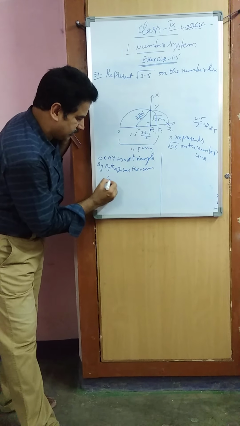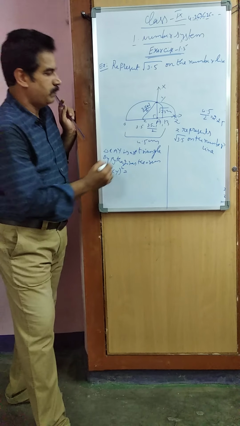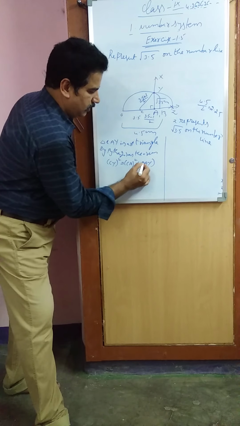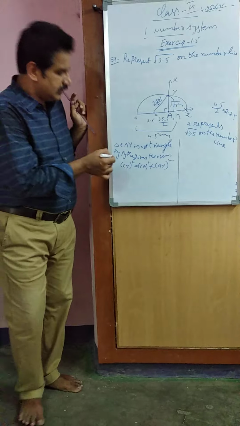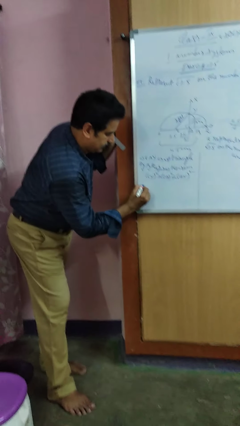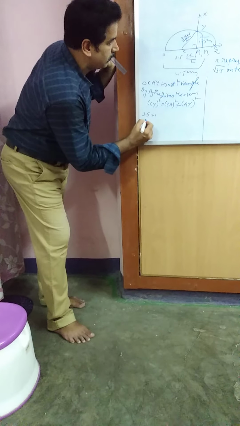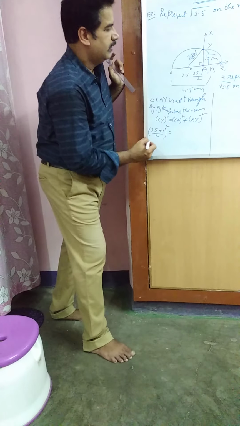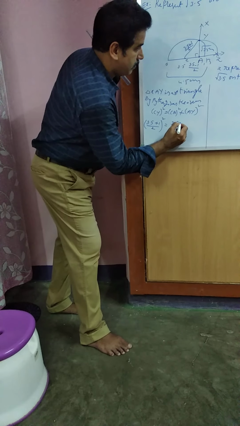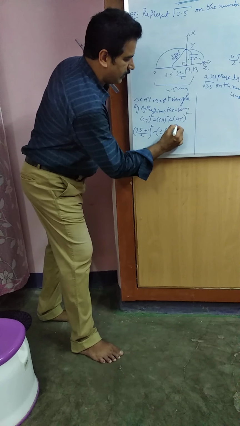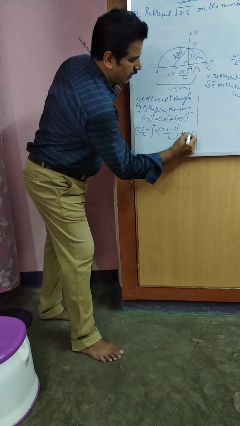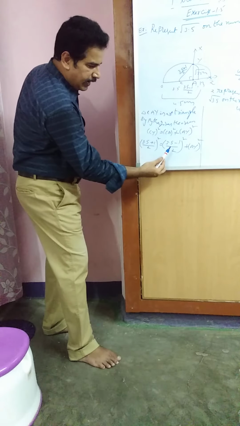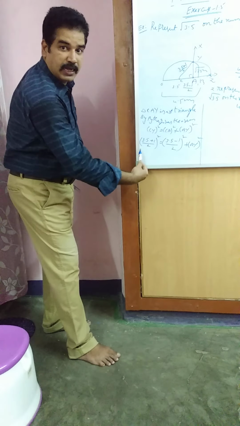So the square of the hypotenuse, CY whole square, is equal to one of the sides CA whole square plus AY whole square. CY length I wrote here as (3.5 plus 1) by 2 whole square is equal to CA whole square, that is (3.5 minus 1) by 2 whole square, plus AY whole square. So I want to get this length AY. How do I get root 3.5? For that I can transpose this to the LHS.